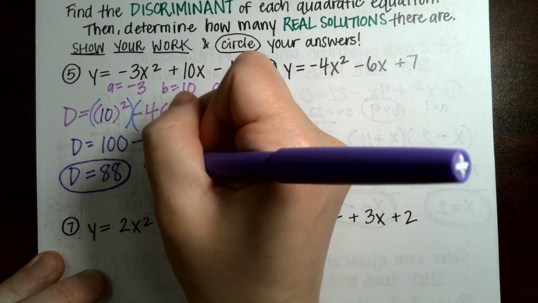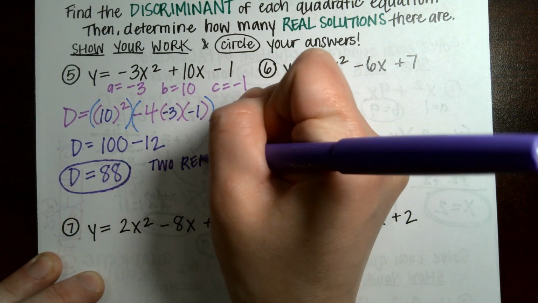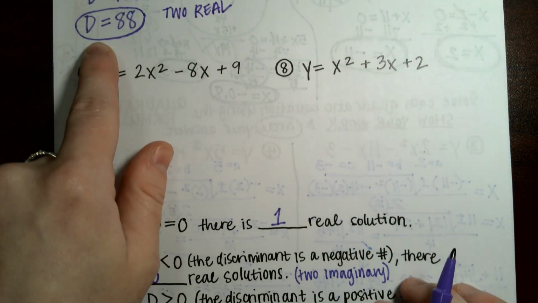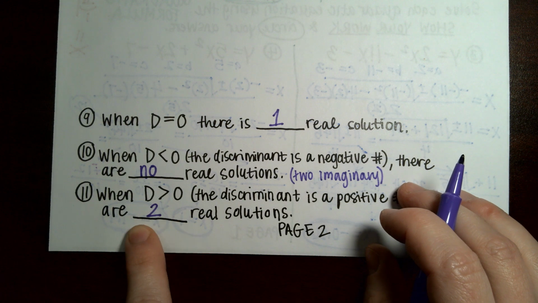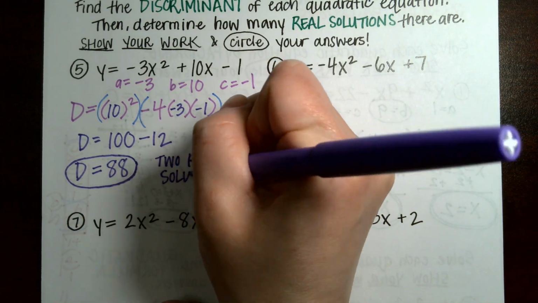So someone tell me, why do you know there's 2 real solutions? Positive number. Yes, it's a positive number. D is greater than 0. That's what we put down here on number 11. So there's 2 solutions. 2 real solutions.